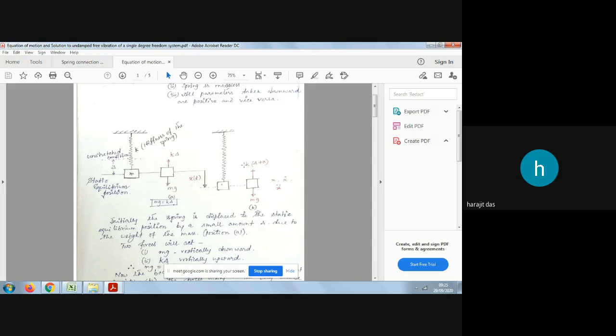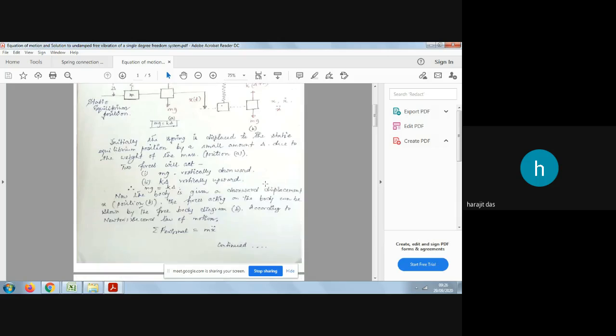Why is this spring force k into delta? Because we know that spring force F equals what? K into x, isn't it? So if x amount of displacement is there, spring force F will be equal to k into x. F equals kx is the spring force. So in terms of x here I will be writing delta plus x. So this is the total displacement.